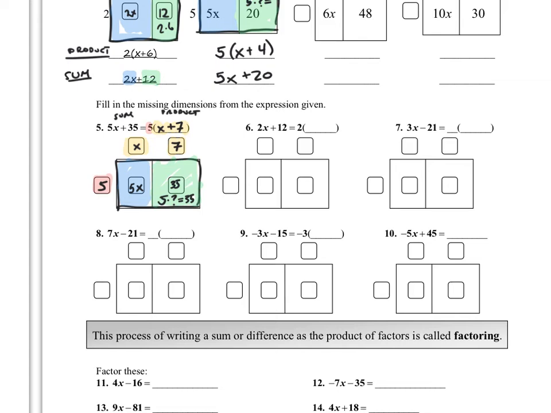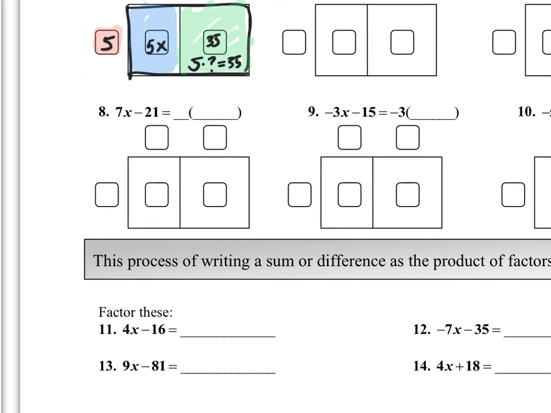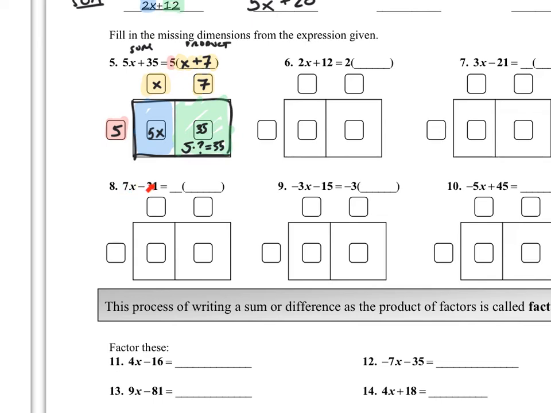Okay? And that's what you're going to have to do. But they won't always give you one of the factors to start off. So I will go ahead and do number 8 as yet one more example, and then 11. So number 8. Number 8, we've got the area as a sum, 7x plus 21. So I know that one of my smaller rectangles will have an area of 7x, and the other will have an area of negative 21.